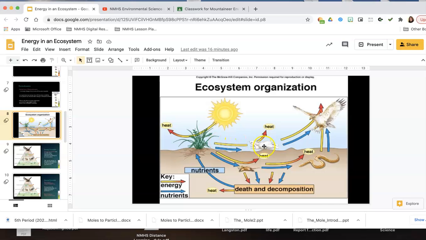Now, the rabbit, the mouse, the snake, the hawk, they all end up dying and decomposing, right? And that process of decomposition also produces heat. But then you also get a recycling of nutrients, and so the nutrients are used up by another plant, and the cycle goes on.